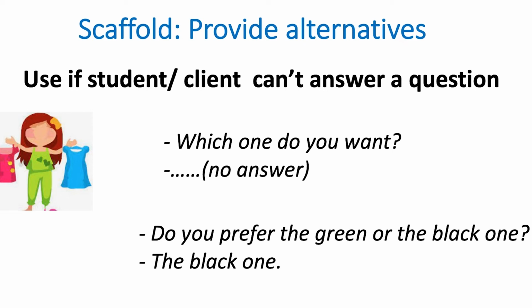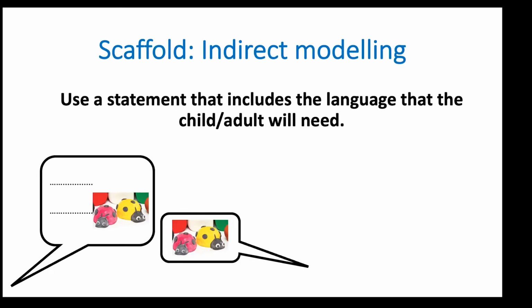Okay, and even if maybe they pointed, you can even reinforce the language by saying, do you prefer the green or the black one? Now, another technique to provide scaffold is to do indirect modeling. In indirect modeling, you're using a statement that includes the language that the adult or the child will need.